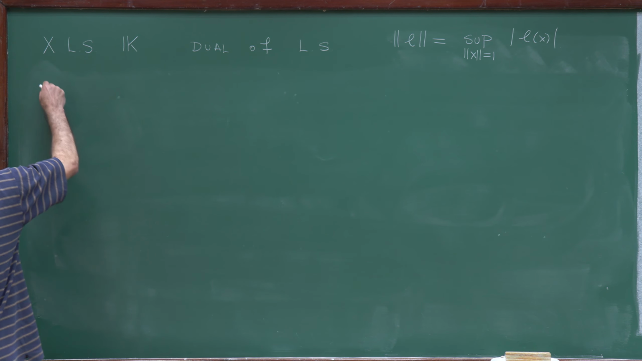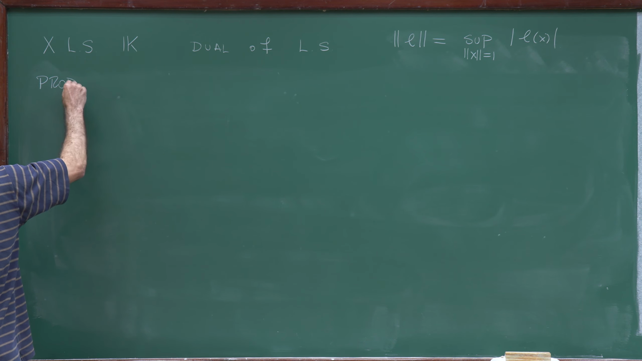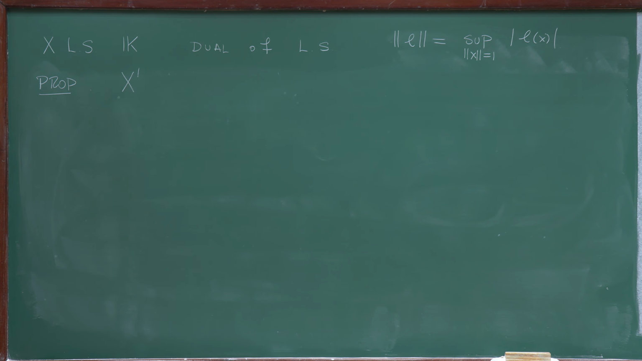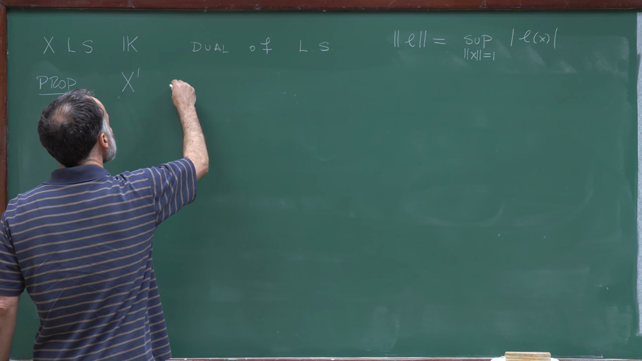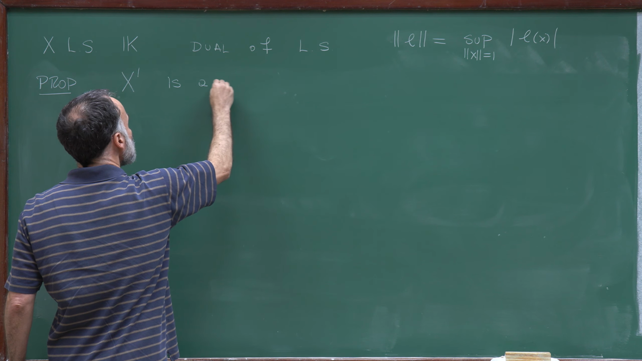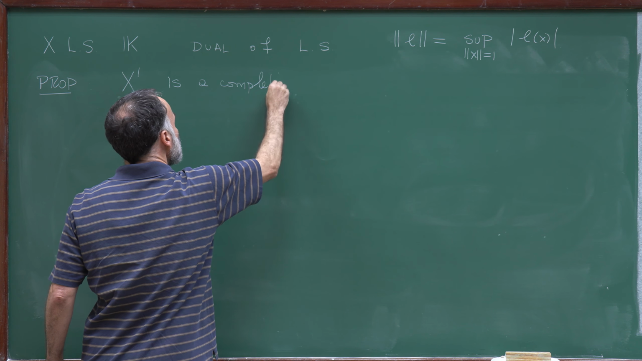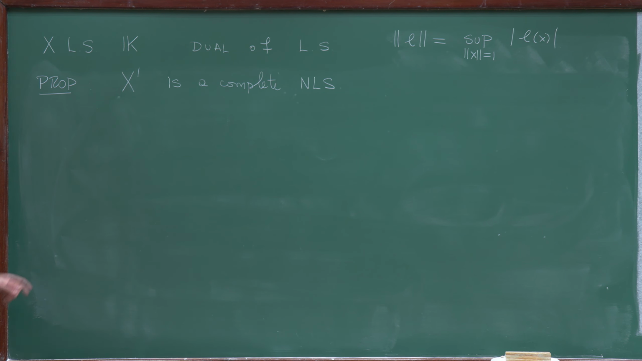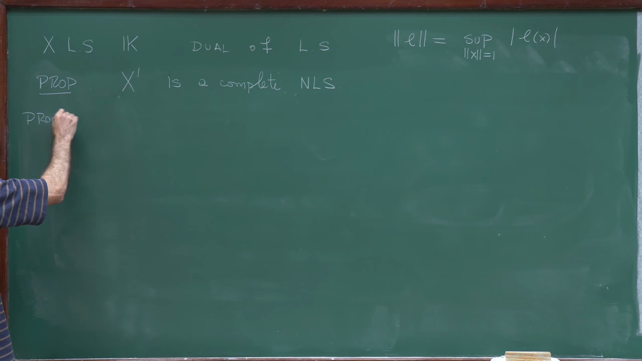So now, an interesting proposition is that this normed linear space x prime is complete. So we are not assuming that x is complete, and we will prove that whatever x prime is, it is always a complete normed linear space. The proof is quite simple.